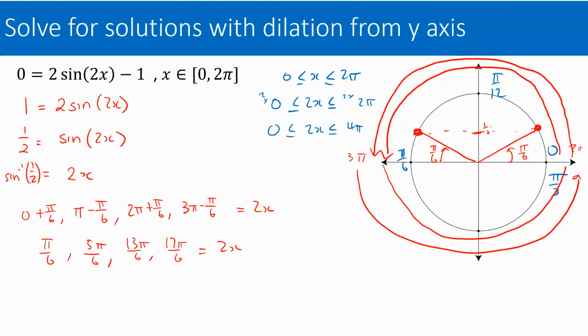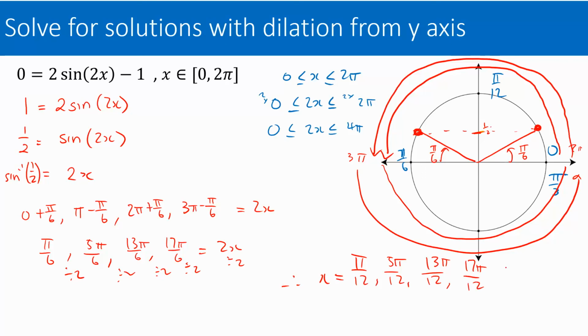That's why you don't remove the 2 at the start. You need to get all the solutions first. Now you halve. Then you say, all right, let's get rid of the 2 now. I'm going to divide everything by 2. Divided by 2, divided by 2, divided by 2, divided by 2. Therefore, x has to equal half of pi on 6, pi on 12. Half of 5 pi on 6, 5 pi on 12. Half of 13 pi on 6, 13 pi on 12. And then finally 17 pi on 12.